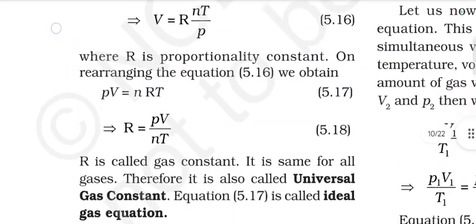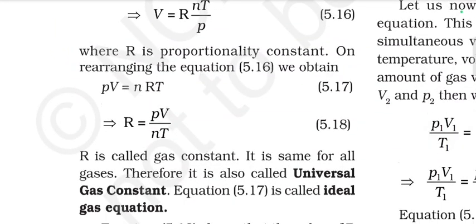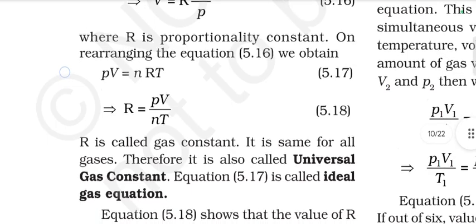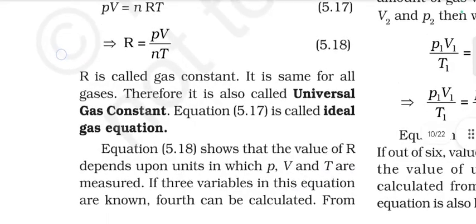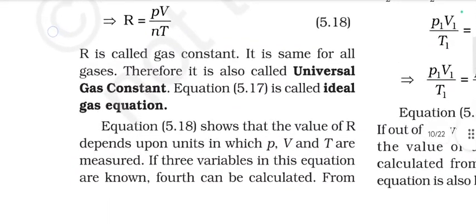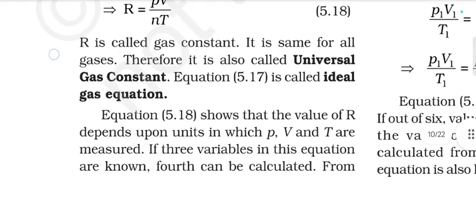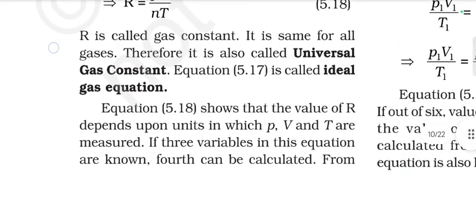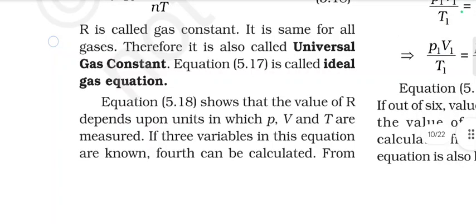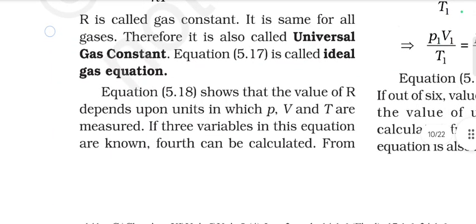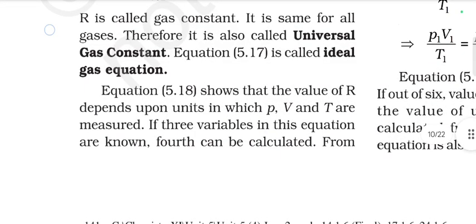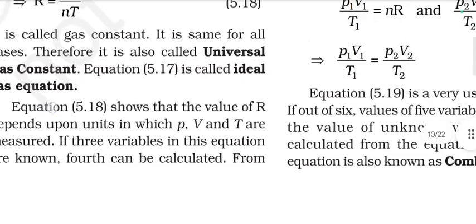On rearranging equation 5.16, we obtain PV = nRT, so R = PV/nT. R is called the gas constant. It is the same for all gases, therefore it is also known as the universal gas constant. Equation 5.17 is called the ideal gas equation. Equation 5.18 shows that the value of R depends upon the units in which P, V and T are measured. If three variables in this equation are known, the fourth can be calculated.